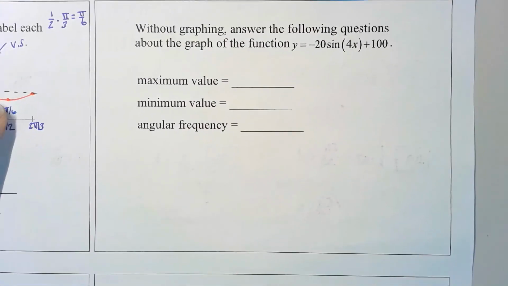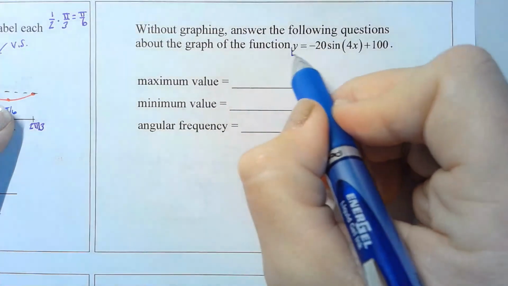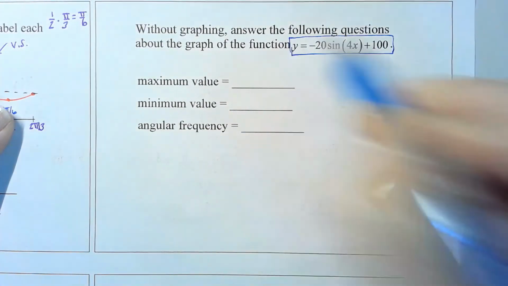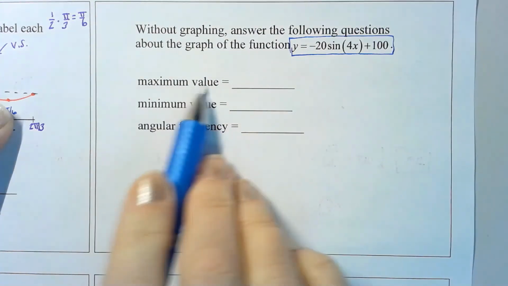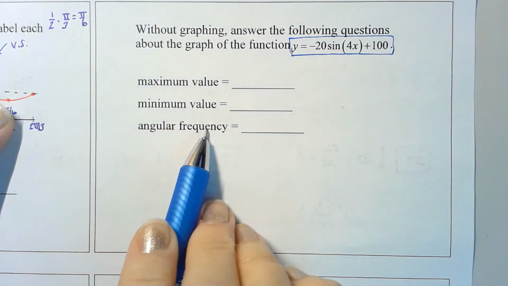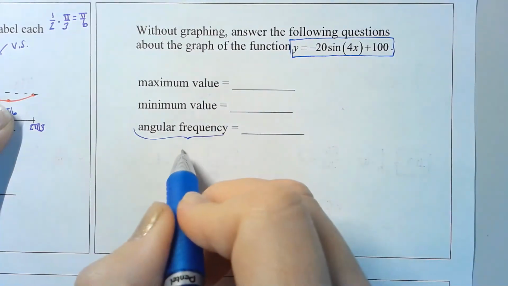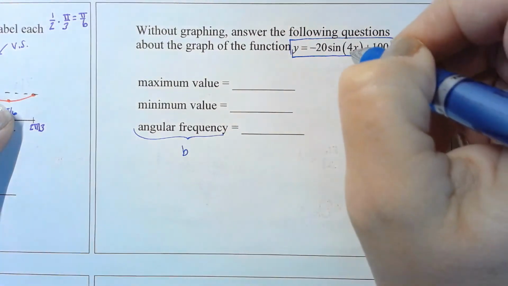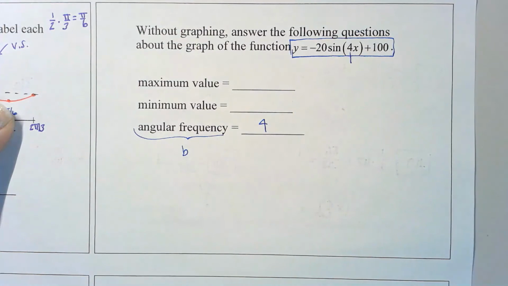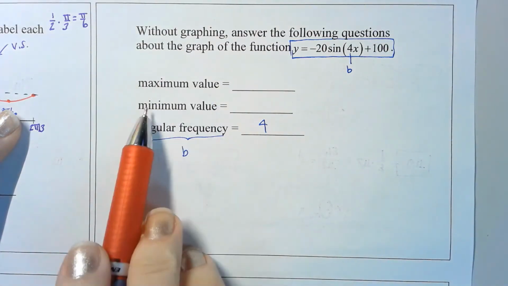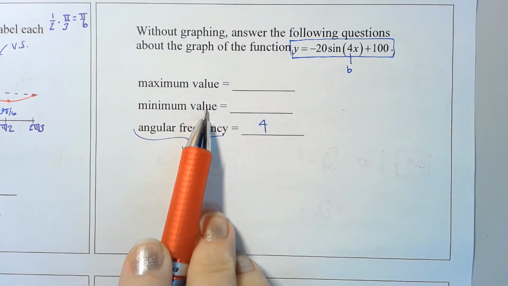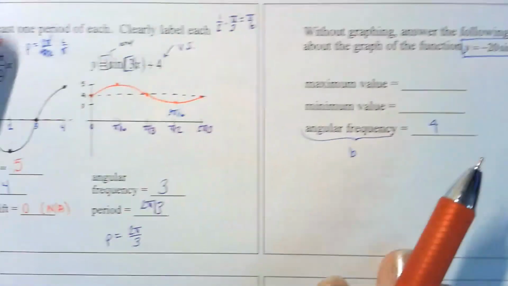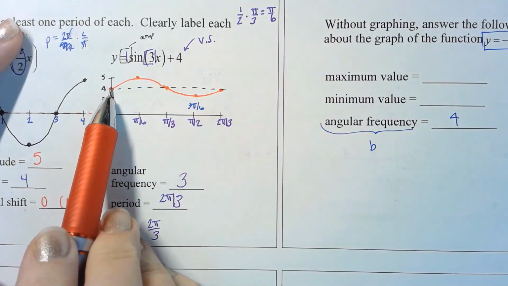It says, without graphing, answer the following questions about this function. They're asking for the max value, the min value, and the angular frequency. Remember, angular frequency is that value for b. Well, look at that. b is 4. So really, I'm just trying to confirm some vocabulary here. Now, I want to know how high the graph gets, how low the graph gets. I don't want a graph. But this information comes from the vertical shift and the amplitude.